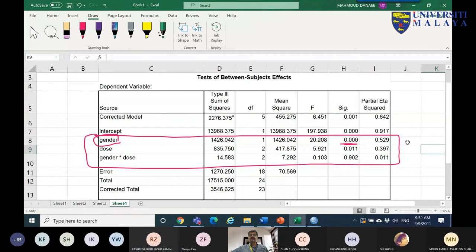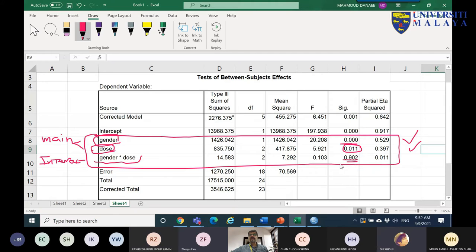Okay. So now we look at the second effect. This is called the main effect of gender. This is the main effect. What is this? Dose. Is there any difference among dosages overall? Yes. These two are main effects. And this is the interaction. Is there any interaction between gender and dose? No. Statistically, no. So this is the point.